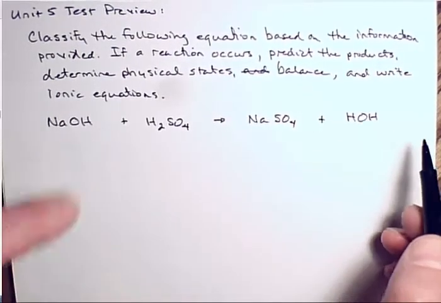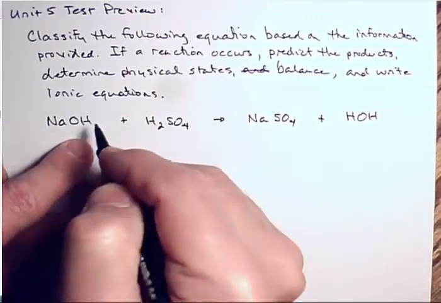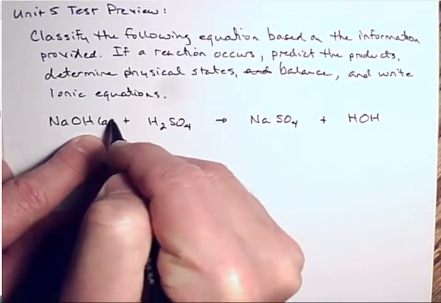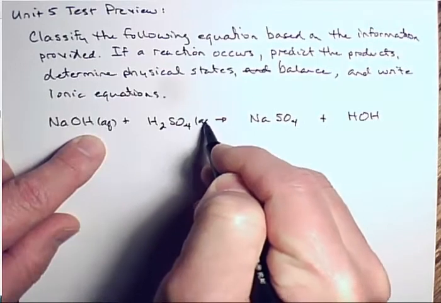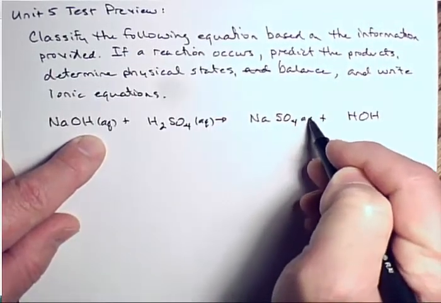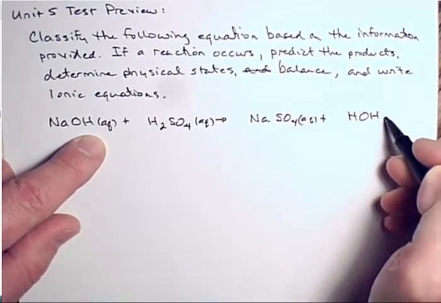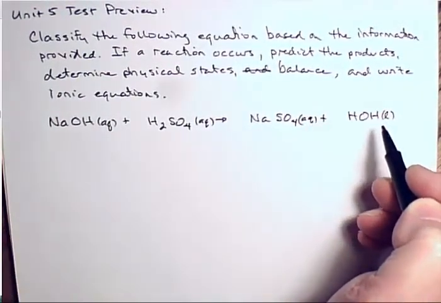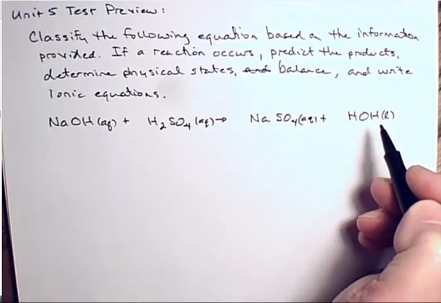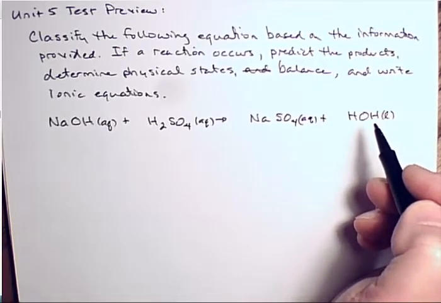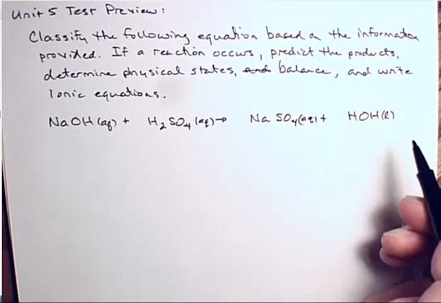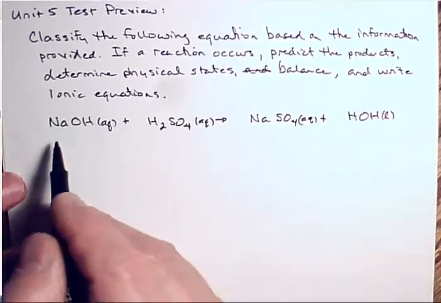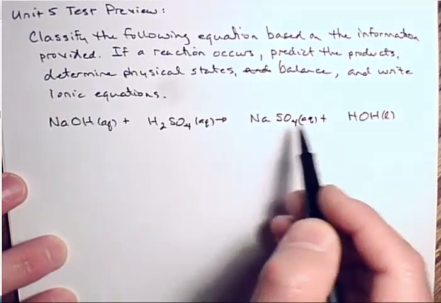I didn't tell you this is aqueous. I probably should have. So this is aqueous, and this is aqueous, and this is aqueous, and this would be a liquid. So water is always going to be a liquid as a product, unless it's taking place in a combustion reaction, because in a combustion reaction you're creating a lot of heat, and when you have a lot of heat, water turns into steam. Now we need to balance the formulas, and this is already balanced.